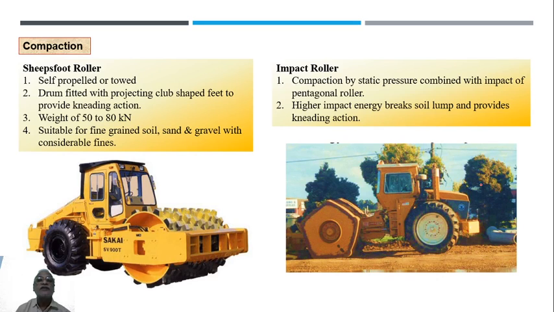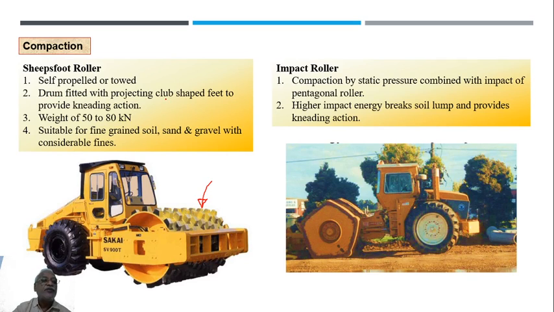Okay, next, sheep foot rollers. Now you can just see here the studs which are projecting out, they are of the sheep foot type, that's why it is called sheep foot rollers, right? It is generally self-propelled. Hardly you find one which will be towed, but rarely that kind of thing will be happening. Nowadays all the equipments are self-propelled only. Earlier the roller used to be separate, and then it used to be towed by a tractor or somebody else.